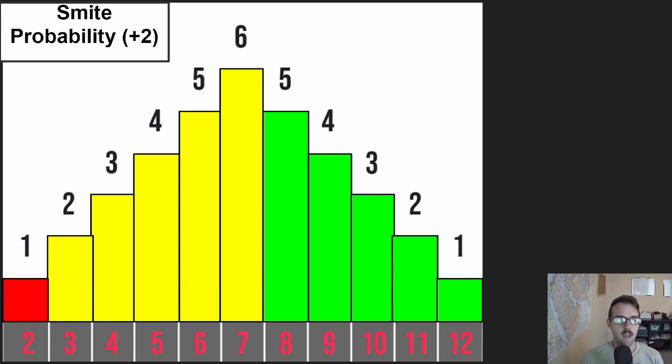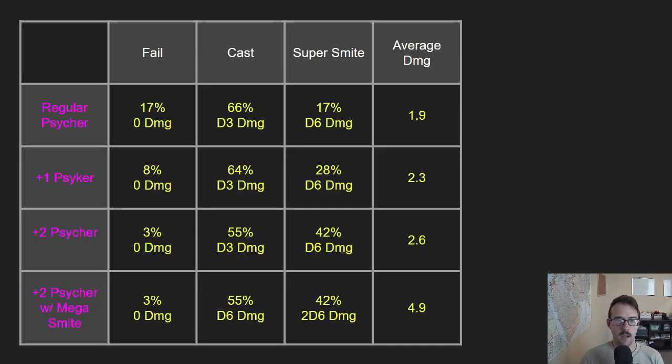So if I am casting with someone like Magnus, who has a +2, you can see that my chance to fail goes all the way down to a 1 out of 36 chance. And then all my successes in yellow, and then my super smites in green. So you can see that the modifiers to psychic rolls increases the chance that you have to not only succeed, but also to get a super smite. And we can look at this in a chart.